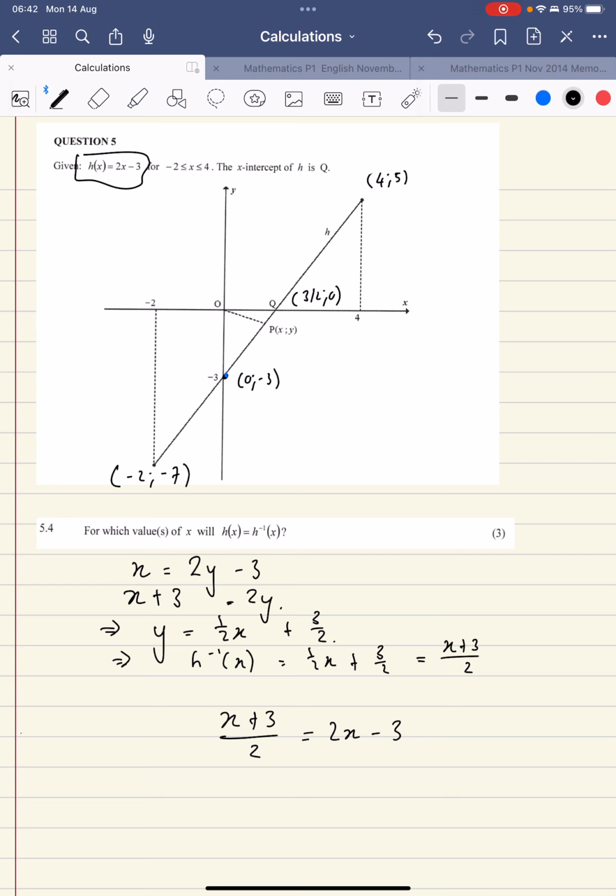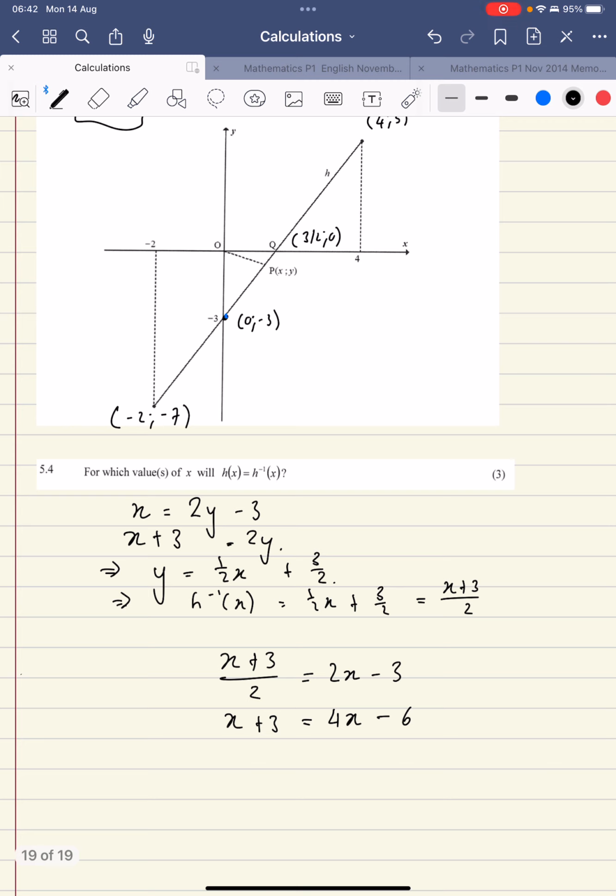And that is where that x coordinate that we're looking for, or that x value, will lie. Okay, so all we have to do now is solve this equation. So we multiply everything through by 2. So then we get x plus 3 is equal to 4x minus 6.